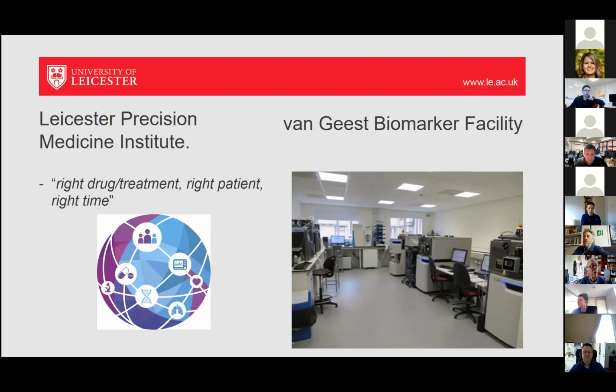I'm also director of Leicester Precision Medicine Institute, and why that's relevant is because we are very interested in a type of precision medicine which is the right drug to the right patient at the right time. And underpinning this is not just the clinical cohorts, but also phenomic and genomic analyses with data science and AI. And so the mass spec component is hugely important to this endeavor, really.